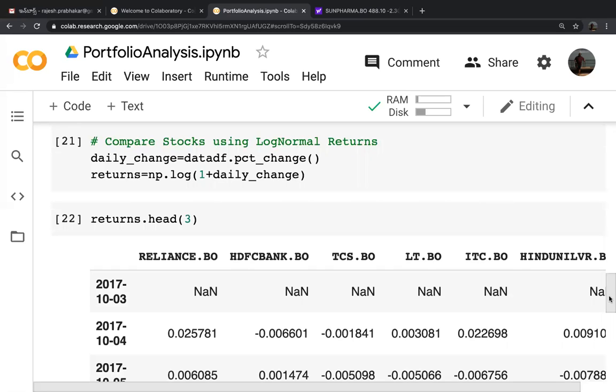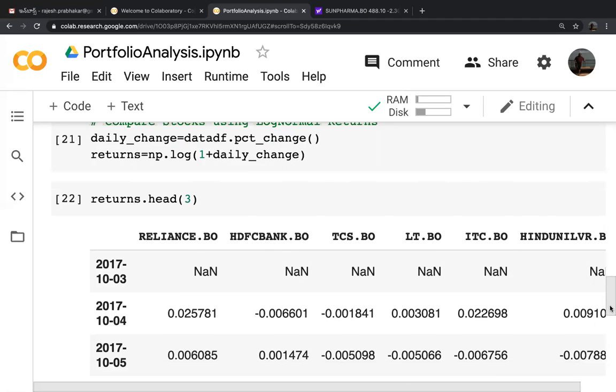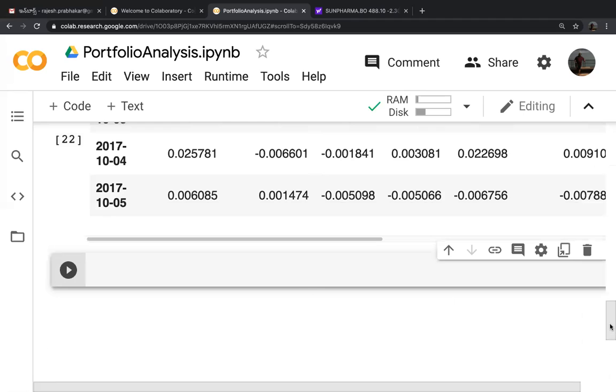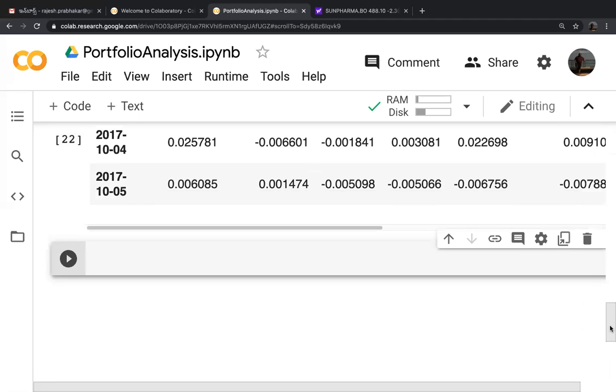Got it? So we have computed the log normal return. The formula is ln of current divided by previous. So we have converted everything into log normal return. Now we can't just compare them like that. We have to scroll down.